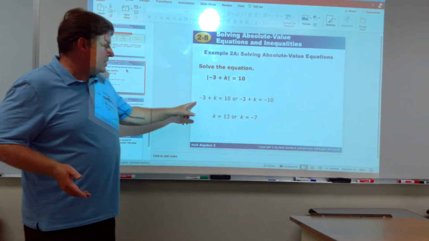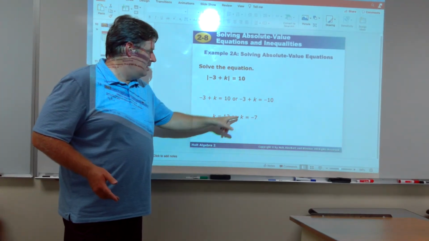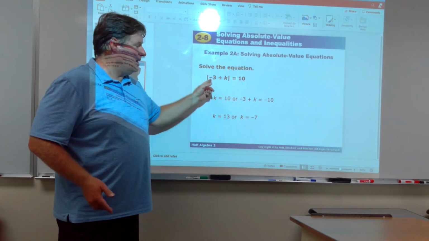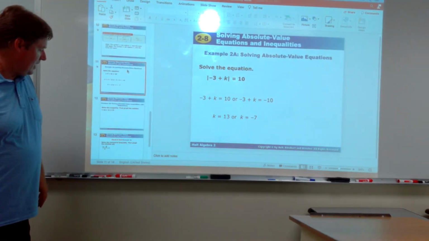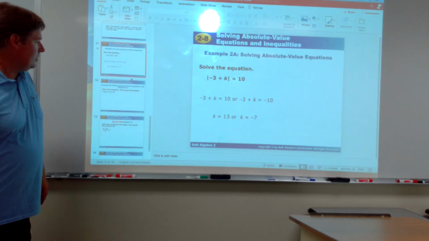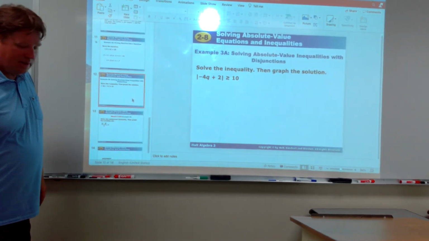So now you just solve each of those. You add 3 to both sides. K is equal to 13, or k is equal to -7, and it works for both of those. Okay, so that's how you solve the absolute values. Now, let's take a look at another one. Let's look at the inequality this time.